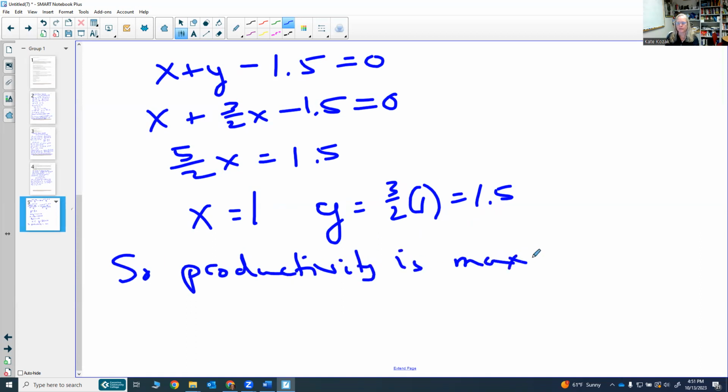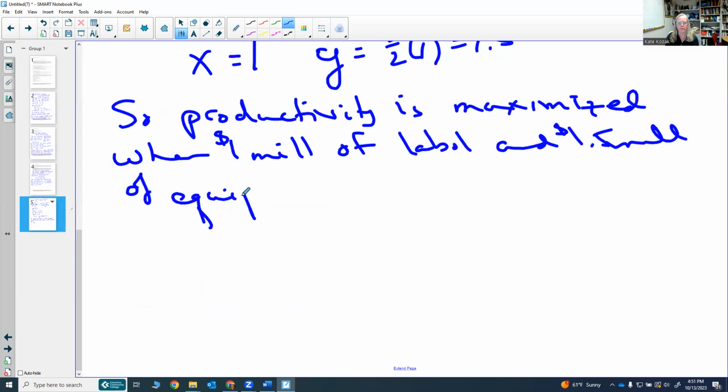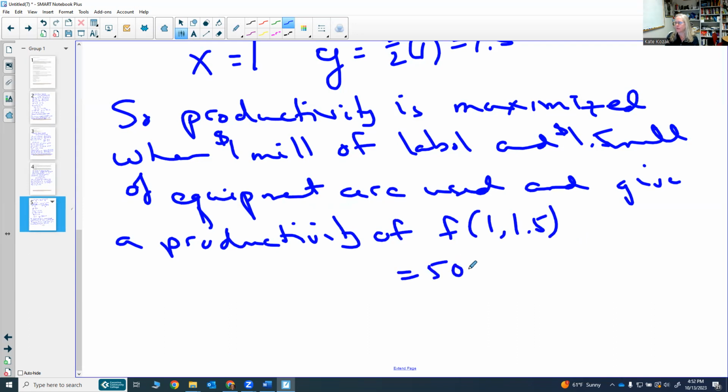So productivity is maximized when $1 million of labor and $1.5 million of equipment are used, and give a productivity of f of (1, 1.5), which is equal to 50 times 1 to the 0.4, 1.5 to the 0.6, which is equal to 63.8 units.